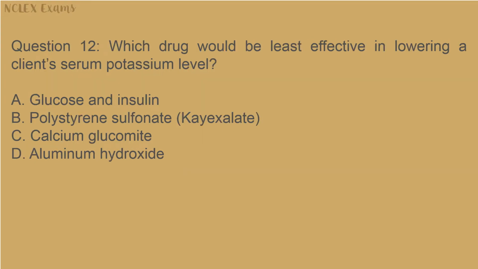Question 12. Which drug would be least effective in lowering a client's serum potassium level? A. Glucose and insulin. B. Polystyrene sulfonate. C. Calcium gluconate. D. Aluminum hydroxide.